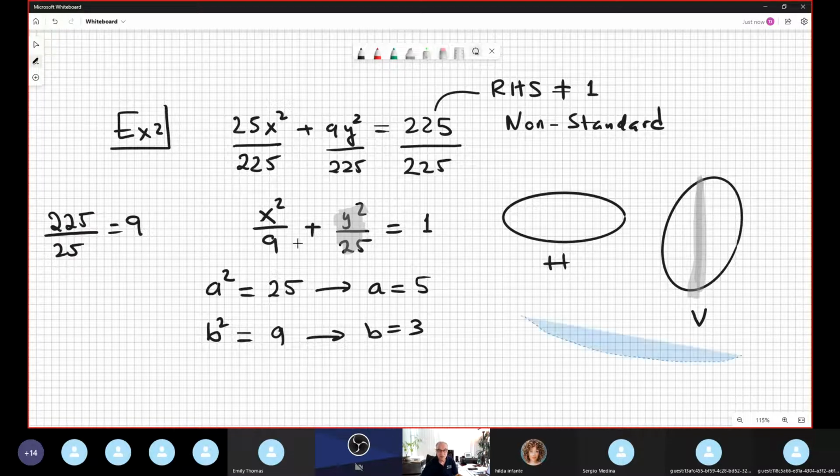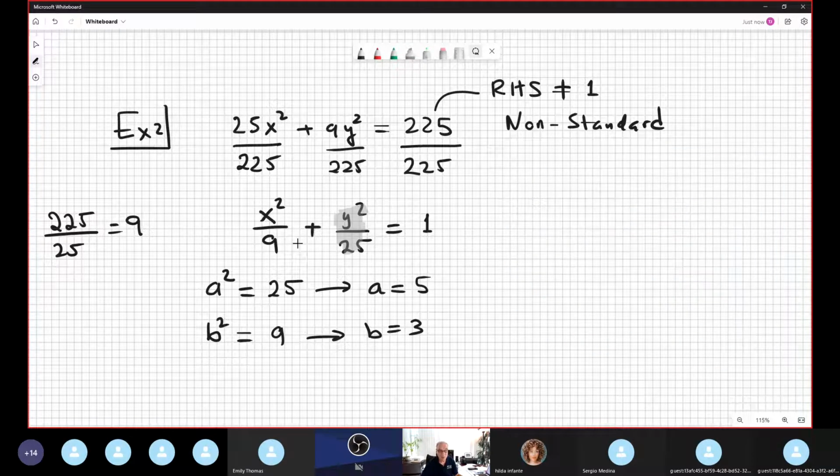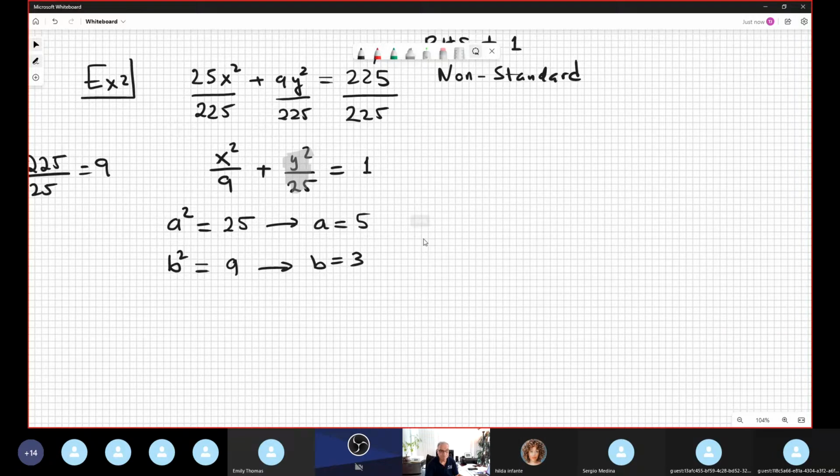Do you understand this elementary idea? This is the clue to little by little understand the section. Okay, so now let's compute the focal distance, which is c. c is equal to the square root of a squared minus b squared.